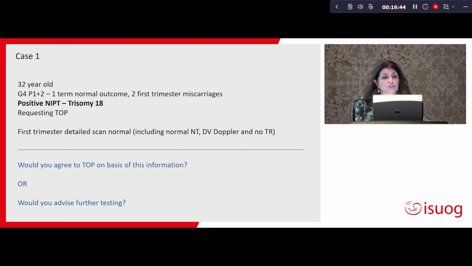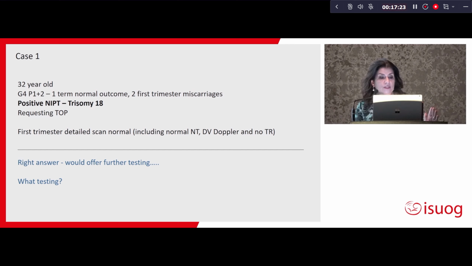So the first case is a 32-year-old who had a positive NIPT for trisomy 18. It's her 4th pregnancy. Her first trimester detailed scan is normal. I say detailed scan because I'm talking about the kind of detailed scan we've been talking about today. I'm not talking about your standard first trimester NT scan and checking a few things. I'm talking about doing the ISUOG level detailed first trimester scan. And there's normal DV Doppler and no TR. Would you agree to termination on the basis of this information, or would you advise further testing?